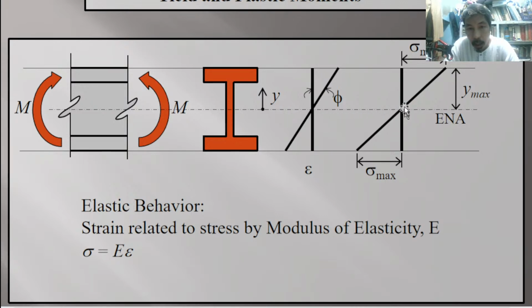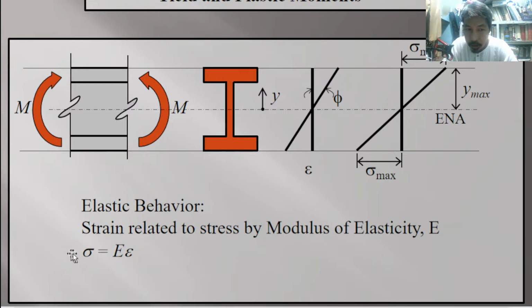So as you go away from the neutral axis, the stronger the particle on that portion will feel the load, and also the longer the strain will be felt at that location. The closer the particle is to the neutral axis, the smaller the strain and corresponding stress would be. So elastic behavior: strain related to stress by modulus of elasticity, and this relationship.